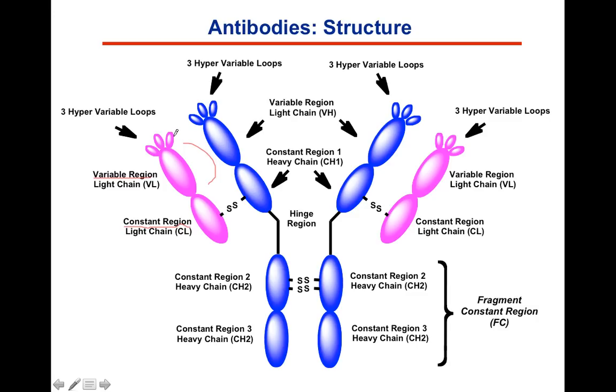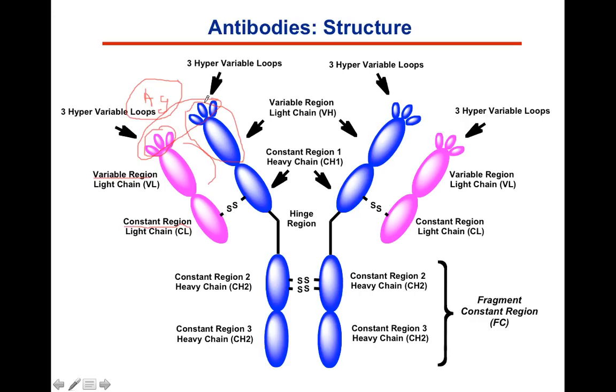There are three loops in the light chain. Each chain carries three of those loops. Now, if we go over to a heavy chain, we'll see it also has a variable region, just like the light chain, and it also contains three loops, so that the entire binding site is composed of, as we'll see later, if I was to bind an antigen, it would potentially interact with six loops, okay?